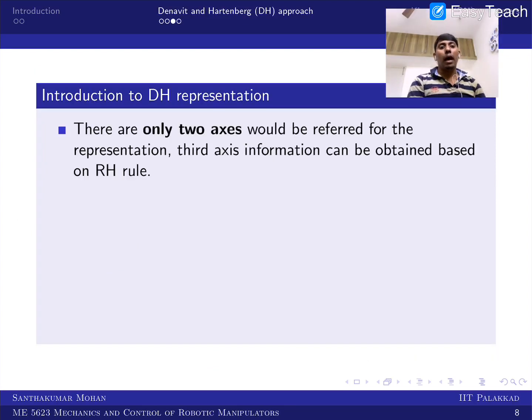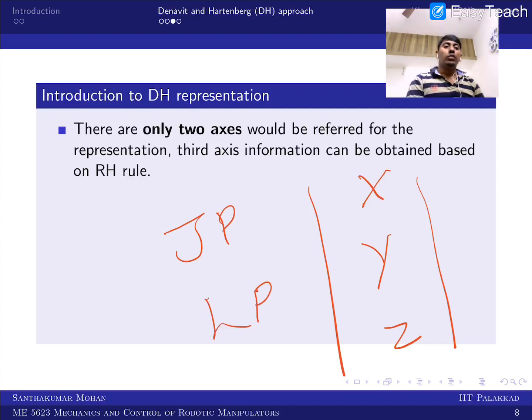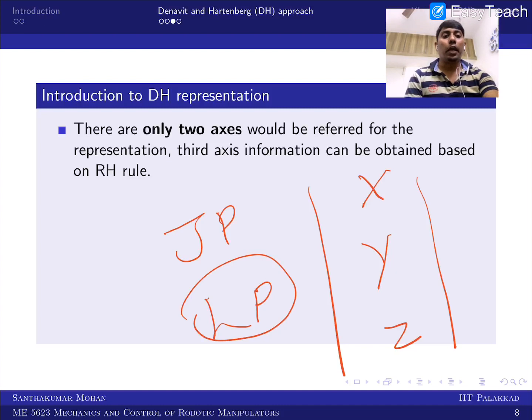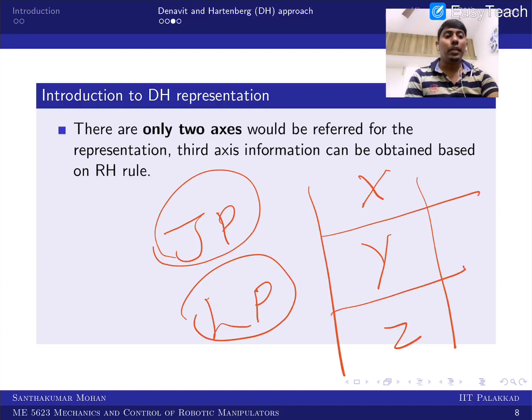In that sense, only two axes need to be referred, because we are already using the right hand rule. The third axis information can be easily obtained. So there is a choice of two axes. You have X, Y and Z. And what else do you have? You have the joint parameter and the link parameter. The link parameters are two parameters and the joint parameters are two parameters. But you can see that there are two parameter sets, but there are three axis options.